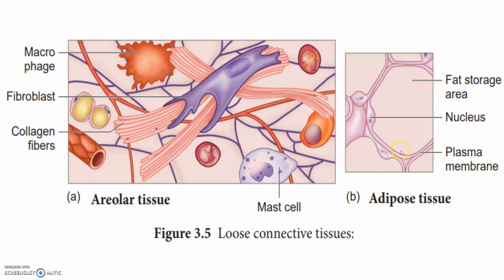Then another type is the adipose tissue. This is also a loose connective tissue, located beneath the skin, and cells of this tissue are specialized to store fats. The excess of nutrients which are not used immediately are converted into fats, and they are stored in this tissue.